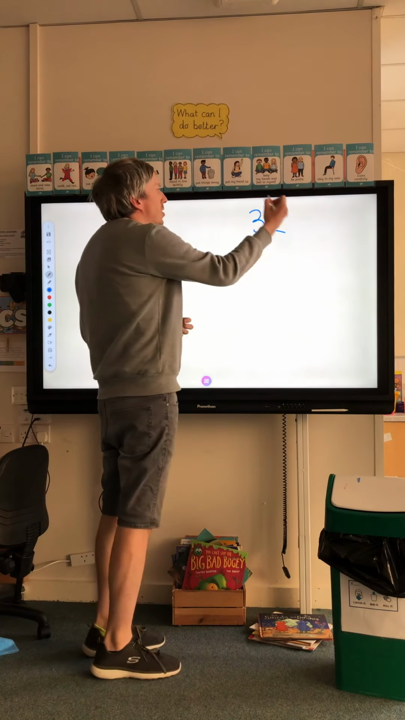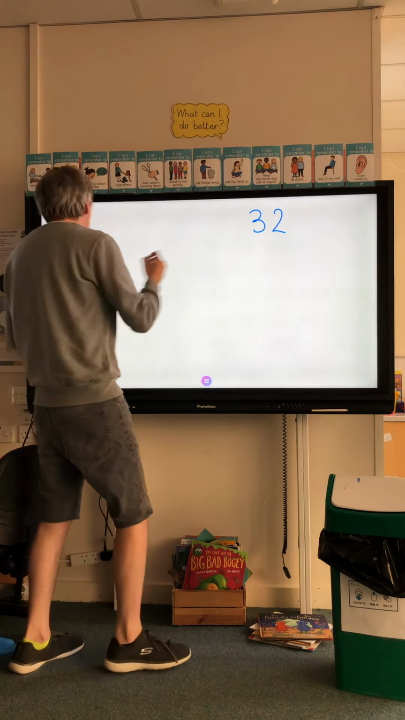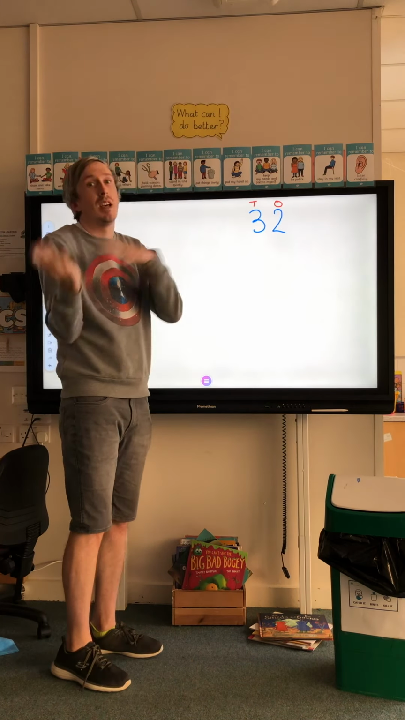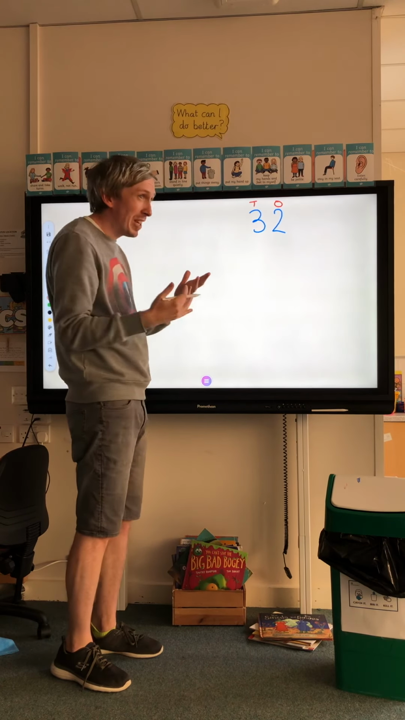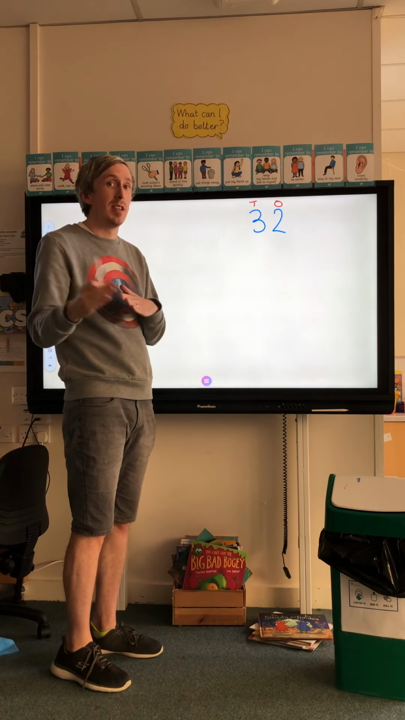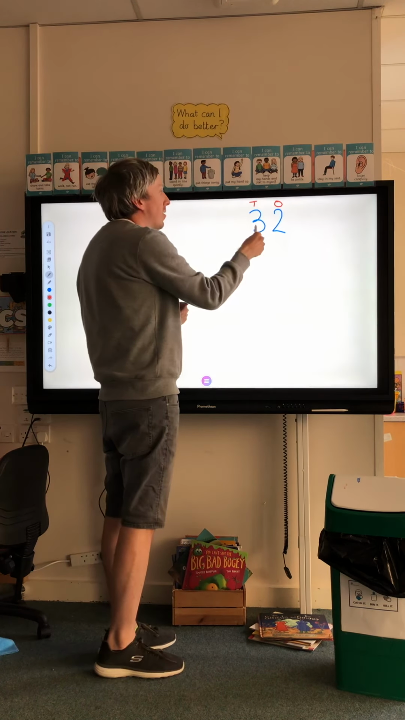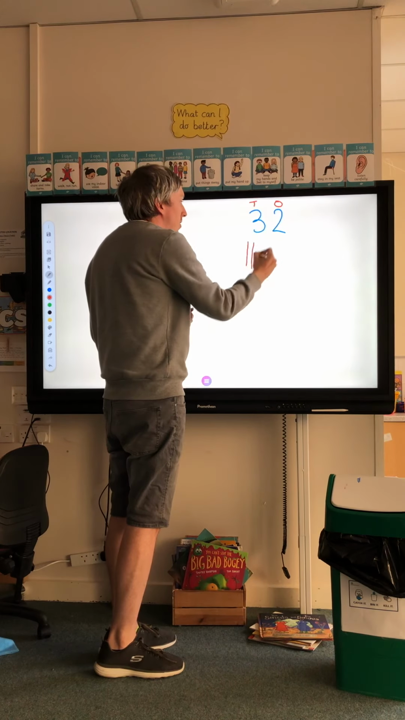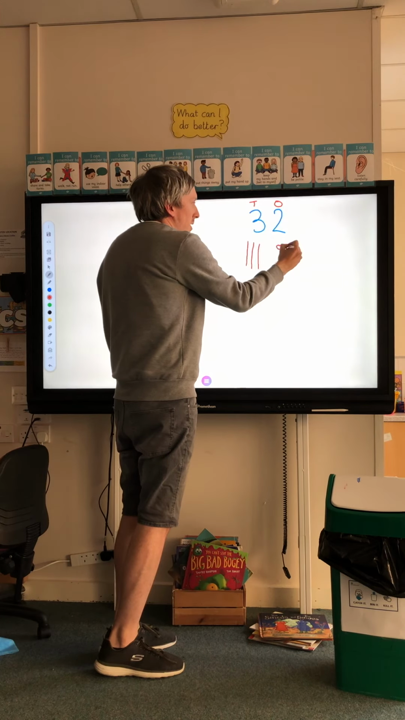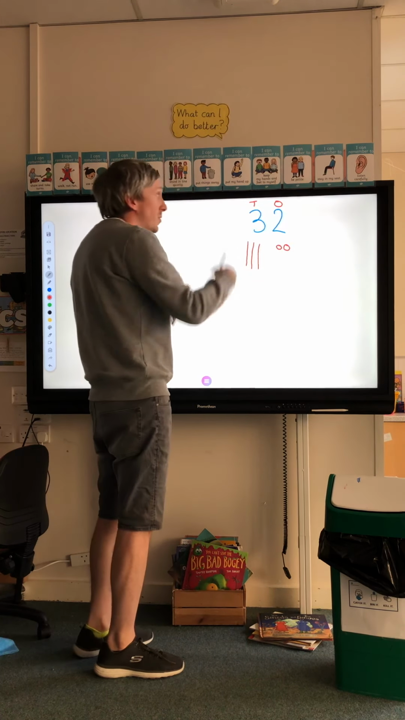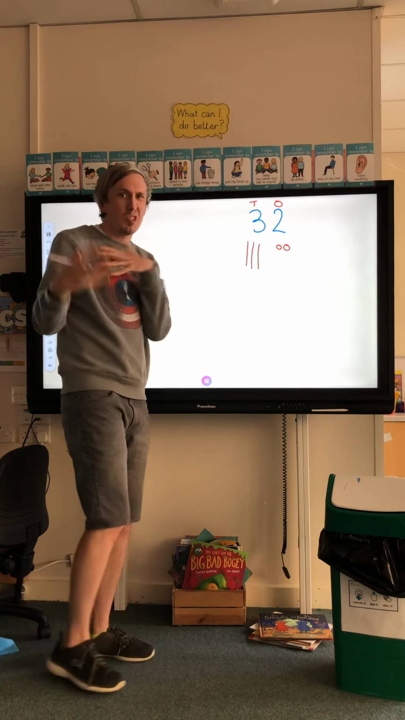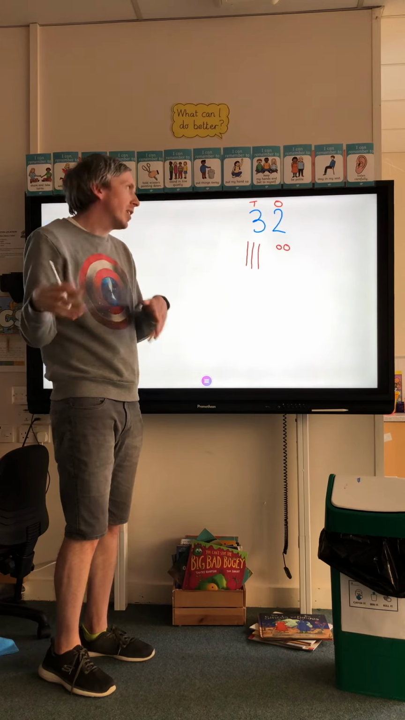So I look at the number 32, and to help me, I like to write a T and an O to remember which ones are the tens and which ones are the ones. And now I can draw that in whatever way I want to, as long as I can tell which ones are the tens and which ones are the ones. So here I can see that there are three tens, so I'm going to draw three long sticks to show three tens. And then I can also draw my ones, which I'm going to do with nice little circles here. So I know there are two ones. So the number 32 is made up of three tens and two ones. And as long as I can say that, then that will help me when it comes to later.